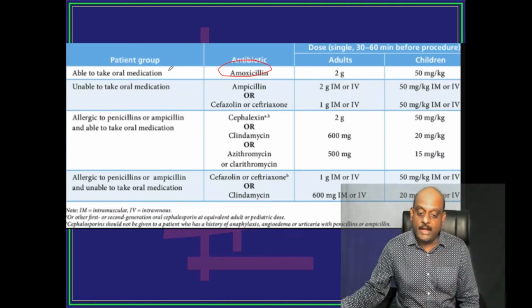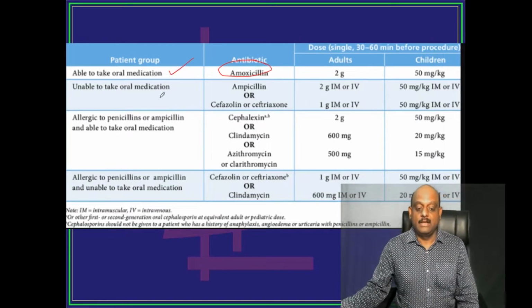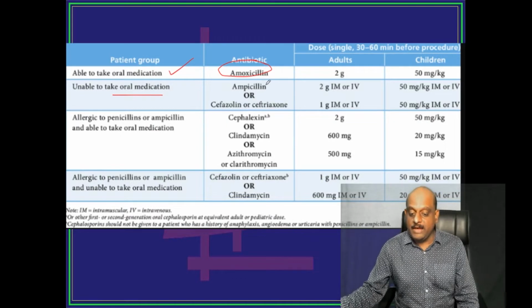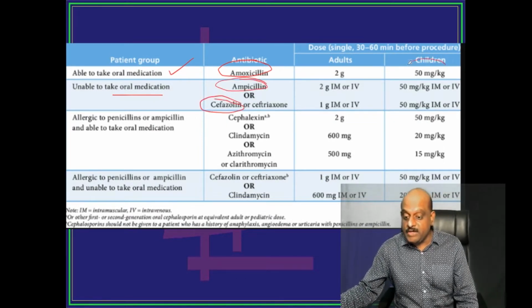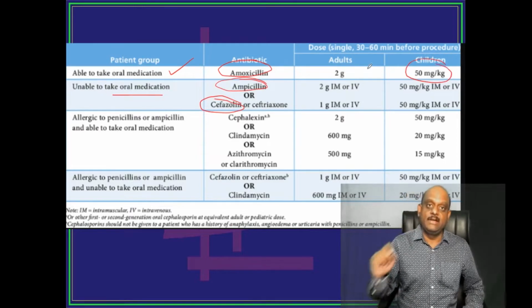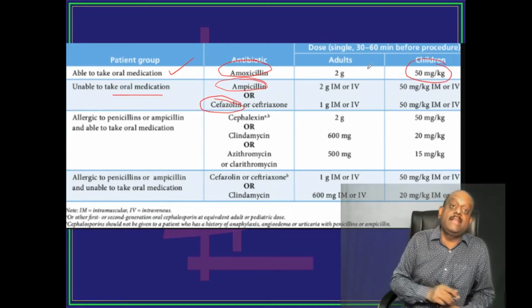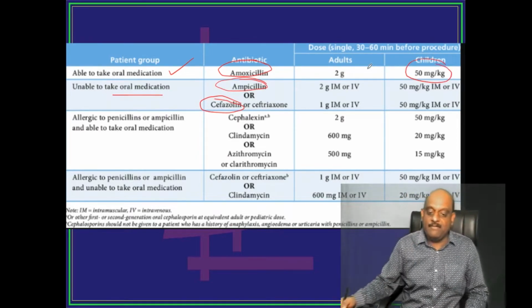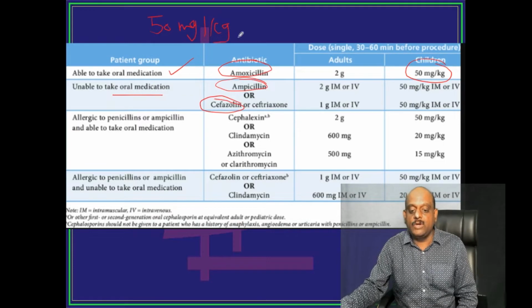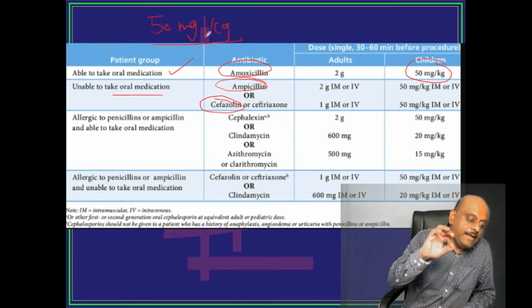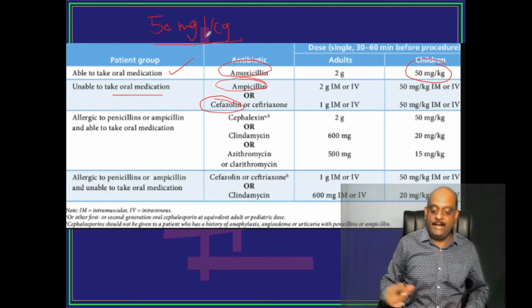if he is able to take oral medication. Unable to take oral medication, ampicillin or cefazolin. And this is also very important. Children, what is the dosage? What is the dosage of amoxicillin that you want to give? Don't forget, favorite question before dental extraction. 50 milligram per kg. You should not forget 50 milligram per kg.